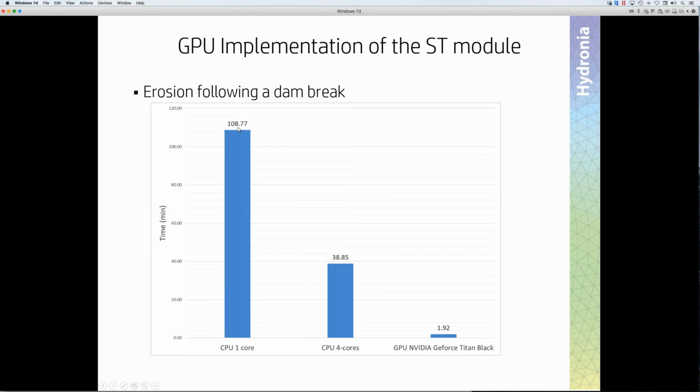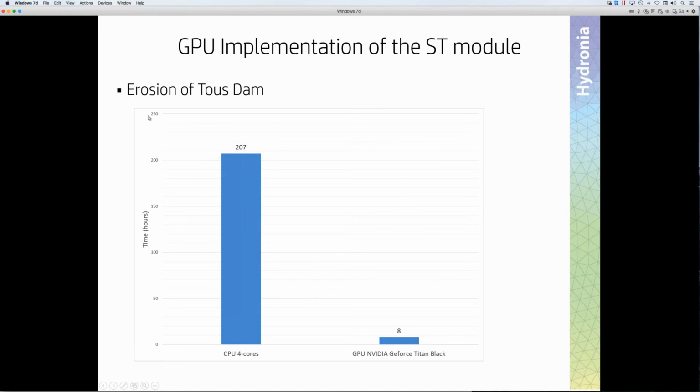Of course, the time is in minutes. It's not that long anyway, but it's a big change because it means that you can make many more runs than you would make if you don't use the GPU version. In the case of the 4 cores, you get 3 times faster than the 1 core version, but you get 56 times faster with the GPU. In practical terms, this means that a run that would take 2 hours can be done in 2 minutes on the GPU. It's that dramatic, the acceleration that you get with the GPU version.